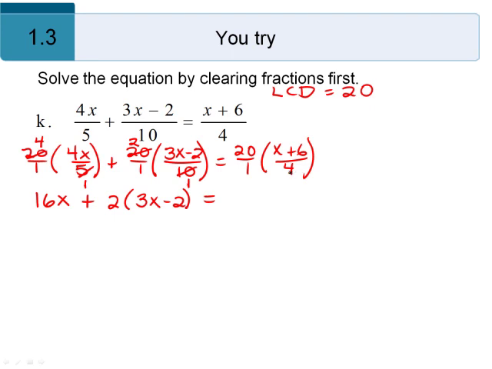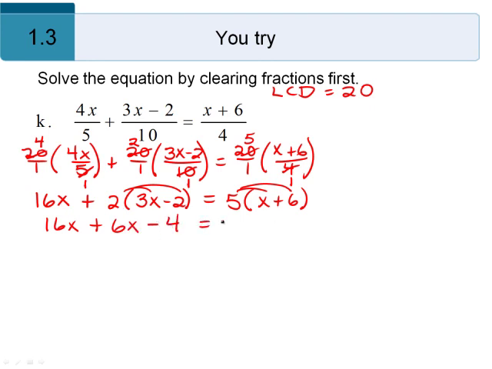All right, equals, here divide by 4, so it leaves 1 and 5. So again, bring down the x plus 6 in parentheses. Okay, no fractions, yay. Next step, get rid of the parentheses. So I'm going to distribute the 2 and the 5 in this step. So that's going to give me 6x, and 2 times negative 2 would be negative 4, equals 5x plus 30. We did 5 times 6.